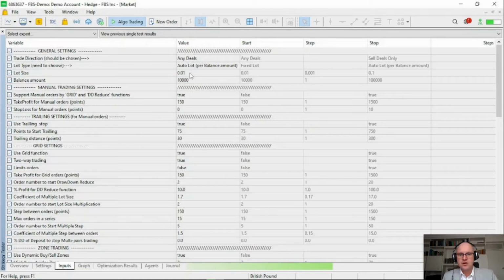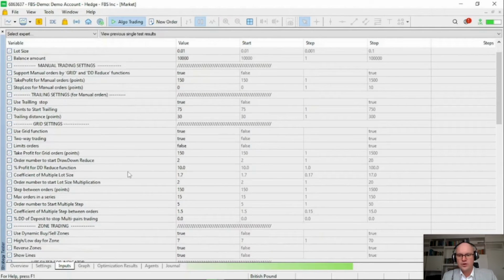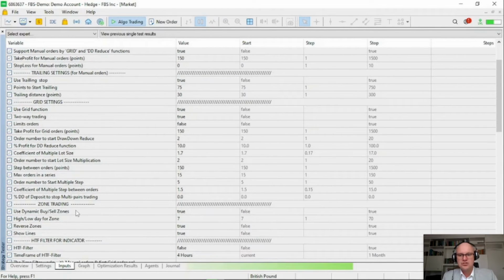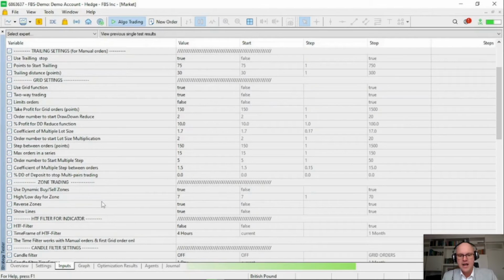It uses an auto lot 0.01 for every 10,000 balance amount. It can also support your own manual trading if you'd like to do that on top. The trailing stop is very aggressive, so make sure to adjust it for your own broker. It starts the drawdown reduction algorithm after 2 orders. However, you'll see the coefficient multiplier is very high at 1.7.